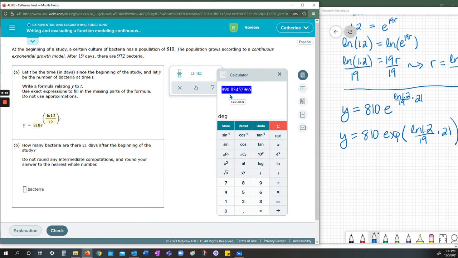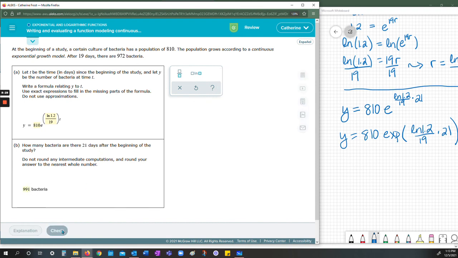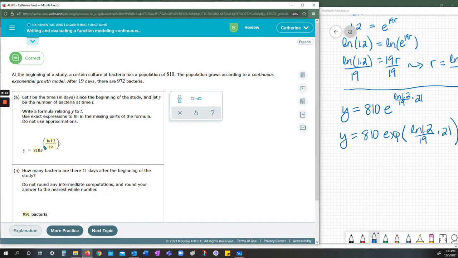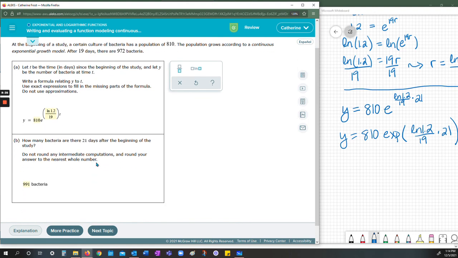Okay, so here we are. What does it say? Round to the nearest whole number. So 991. All right, moment of truth. Yay! Okay, so it was okay with us doing 1.2 instead of the simplified fraction, so that's good.